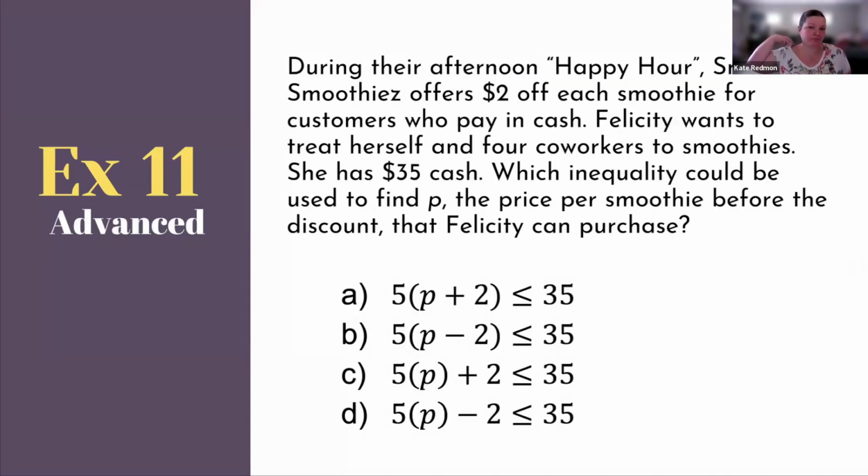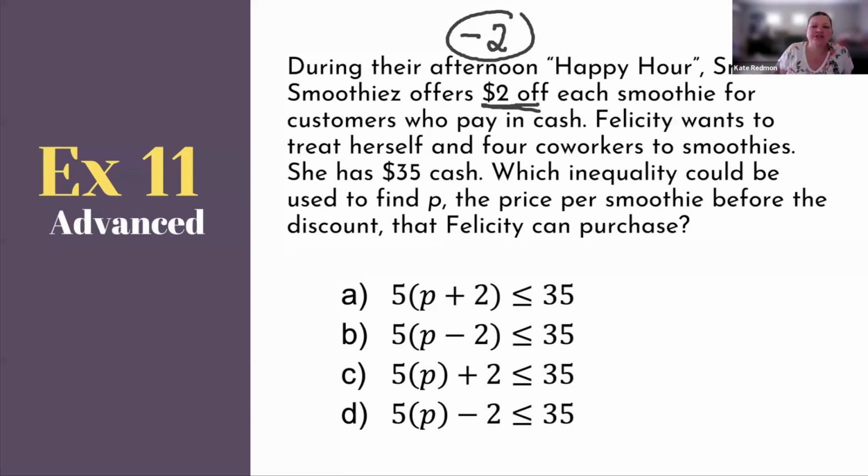Example 11. During their afternoon happy hour, Smenchie's Smoothies offers $2 off each smoothie for customers who pay in cash. Look at that language. If they take $2 off your price, what did they just do with 2? Minus. They minus $2. Good. There's going to be something about minusing $2, I bet. They took $2 away from the smoothie price.